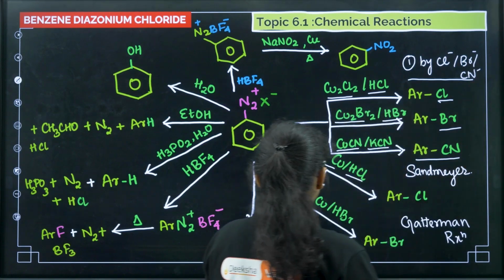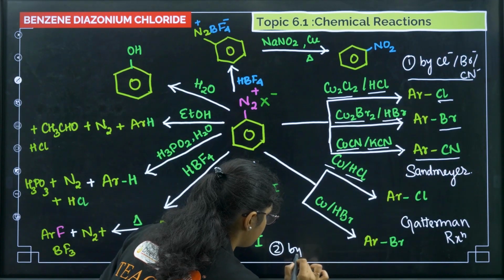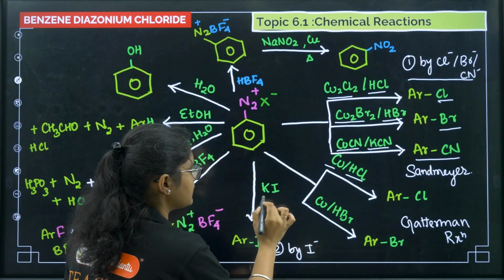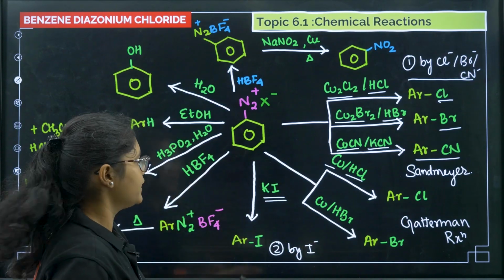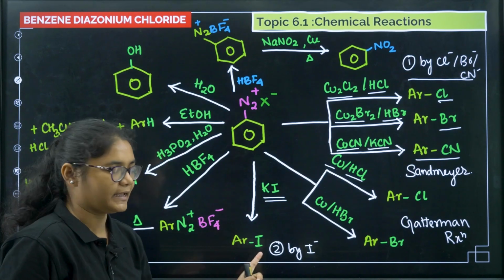Now the second one is replacement by I minus. For that you need to treat it with KI, and the N2 group will be replaced with the I group, so we'll get ArI.